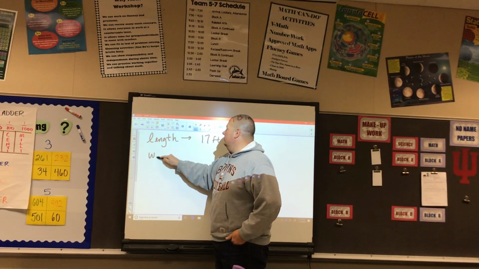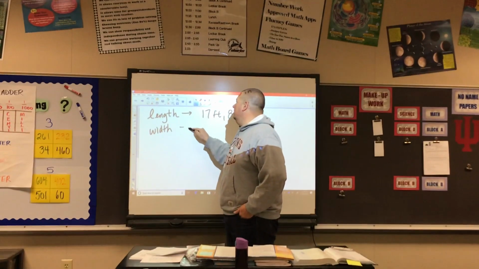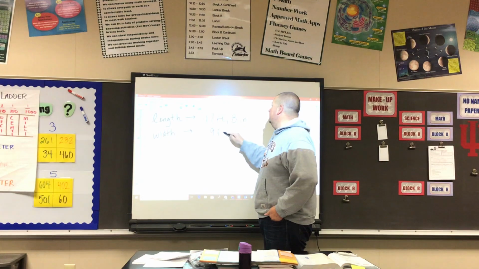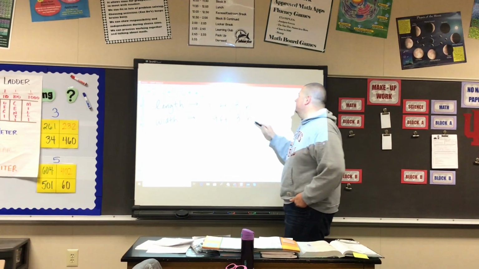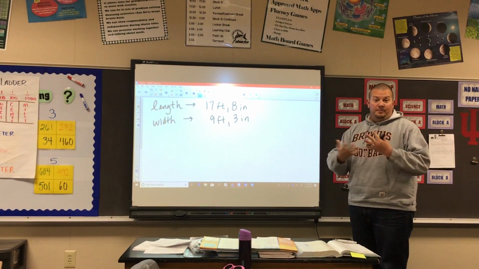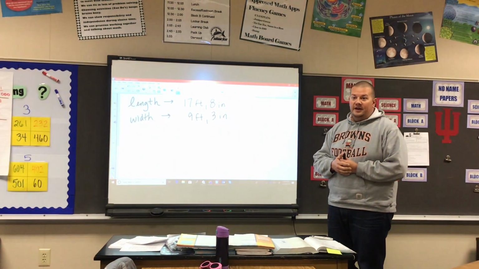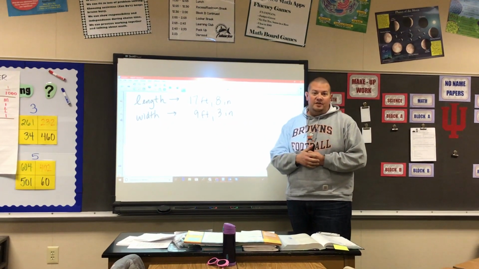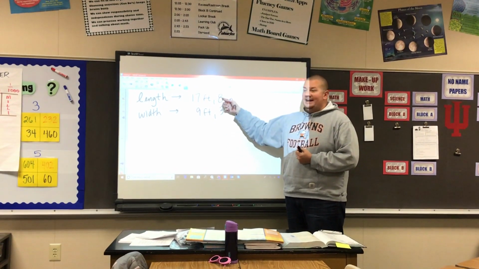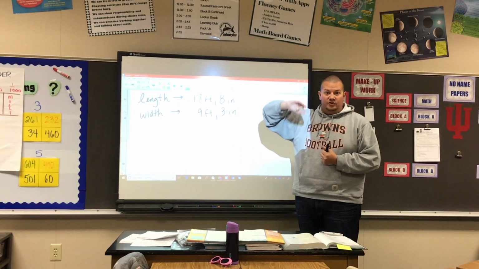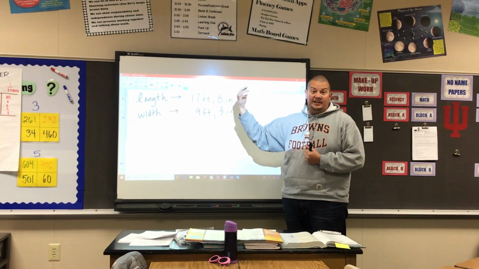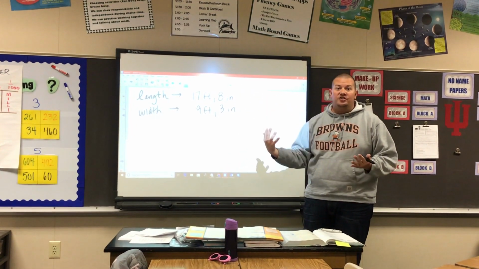The width, or the height of that wall, we found to be 9 feet 3 inches. When you have partial feet in play, it's kind of difficult to work with. Some of you who have multiplied mixed numbers before might know that 8 inches is just 8 out of the 12 inches you would need for that next foot. So 8/12 is a fraction.